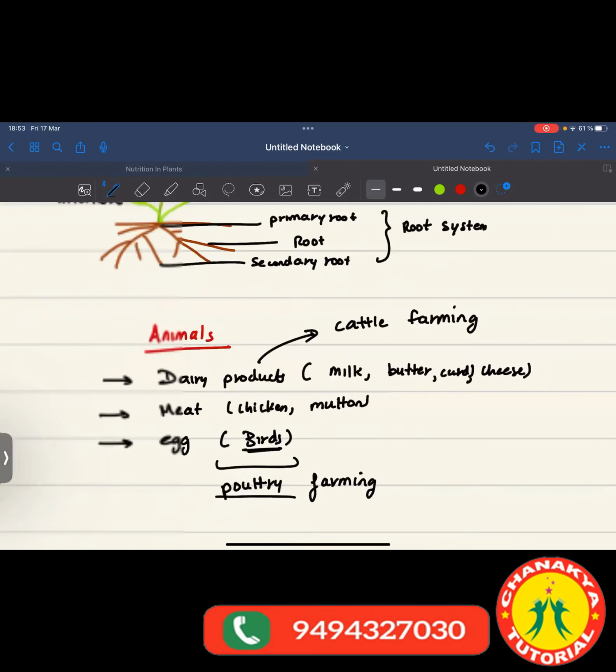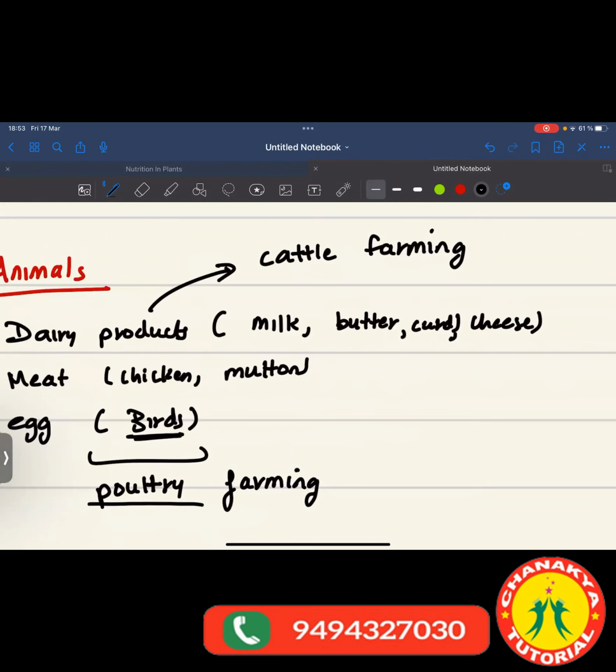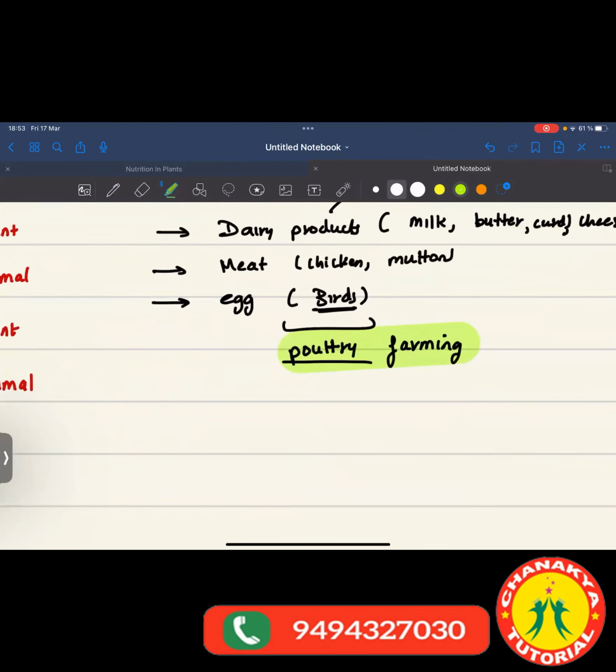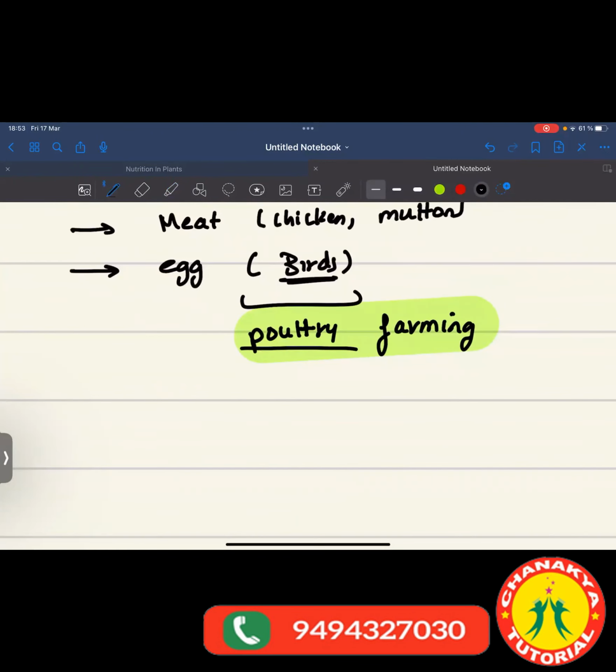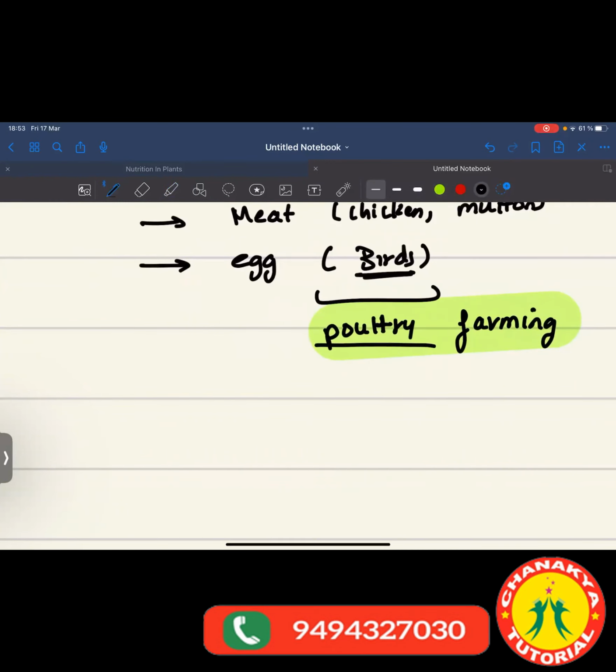Okay. So what are the two types of farming you saw right now? Poultry farming and cattle farming. Very good. So apart from dairy products, meat and eggs, you get another thing. What do you get in the ocean? Ma'am, the fishes, the seafood. Fish or seafood, right?